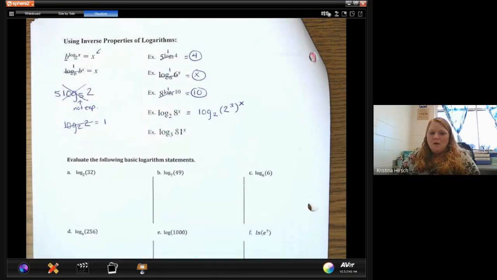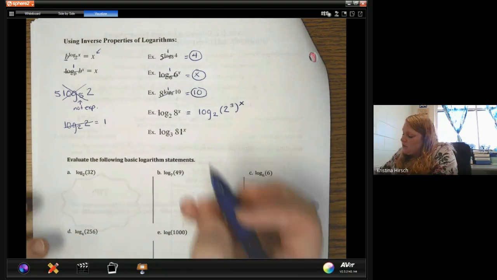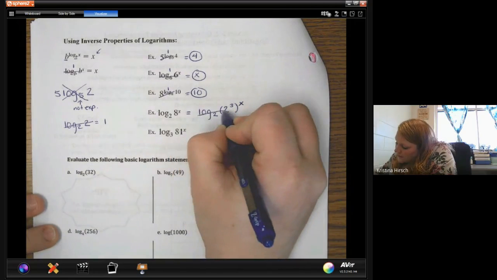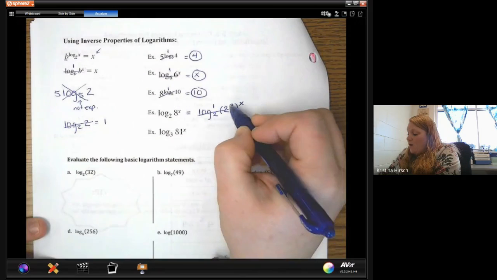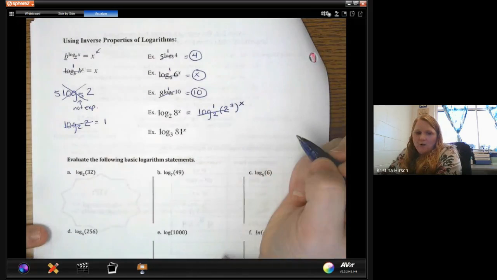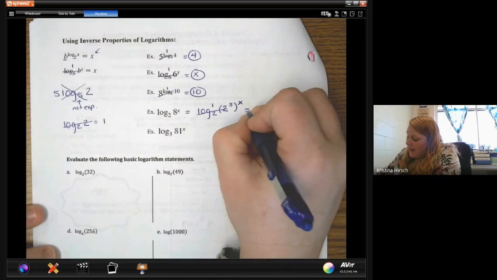All right. So I replace the 8 with 2 cubed. Why? Because 2 cubed is legit 8. All right. So the log base 2 of 2 cancels. That's just technically 1. But then I have a power to a power. And what do you do when you have a power to a power? Well, you just multiply them. So that's just 3x.